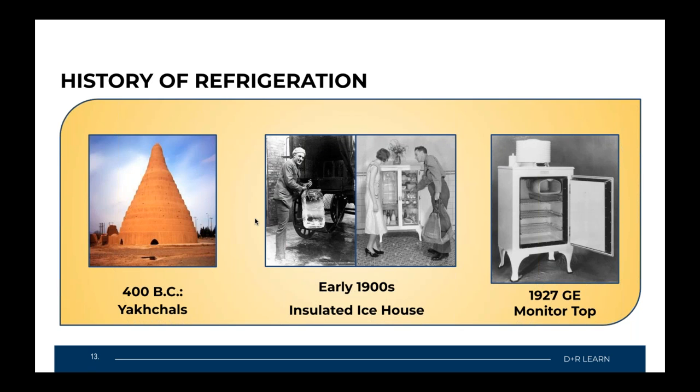Then over to the far right, we can see the GE Monitor Top, which is a more modern form of refrigeration, created in the mid 1900s. Around this time, electric mechanical refrigeration started showing up in homes. The first generation refrigerants used in these devices were ammonia, methyl chloride, or sulfur dioxide, all of which were a combination of toxic, flammable, or highly reactive.